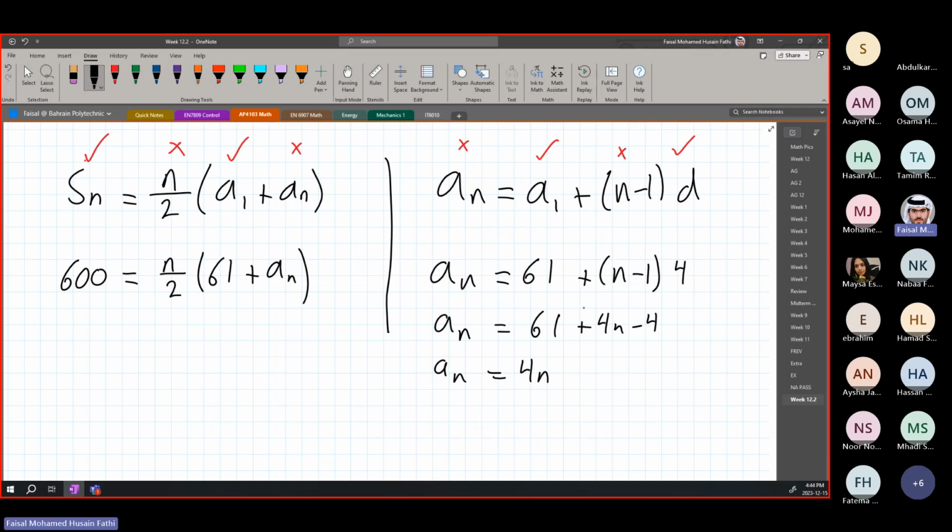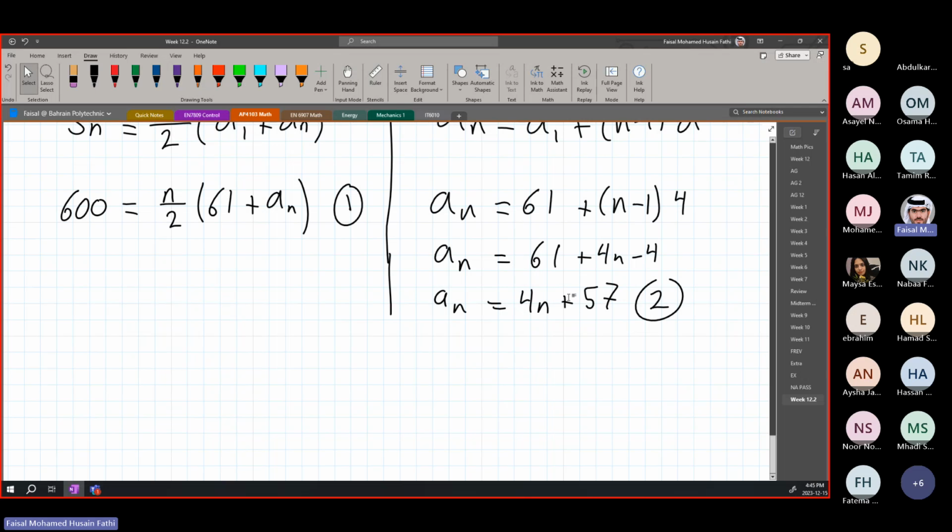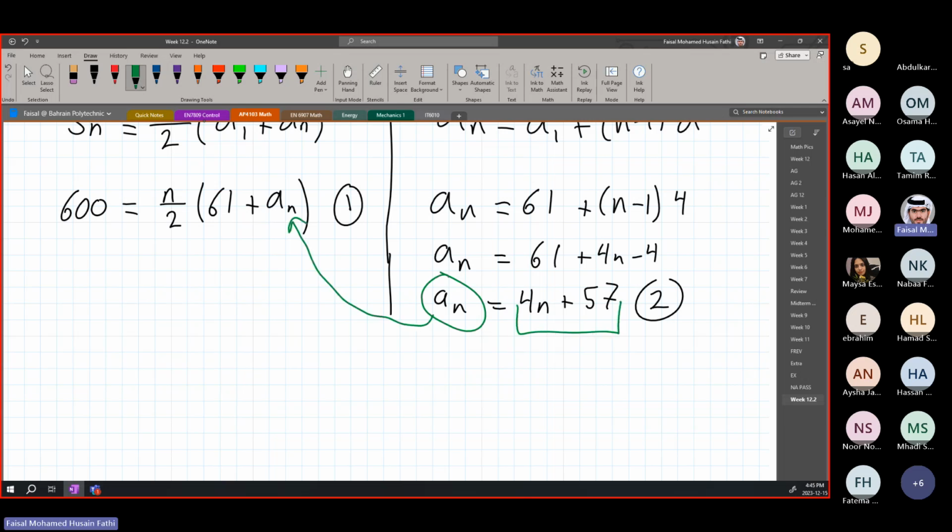61 minus 4, that's 57. Plus 57. Okay? This is our equation 1. This is our equation 2. By substitution, don't do elimination. By substitution, you will substitute the an over here into an here. So this value basically is going to go inside here. This is how you will solve this equation.